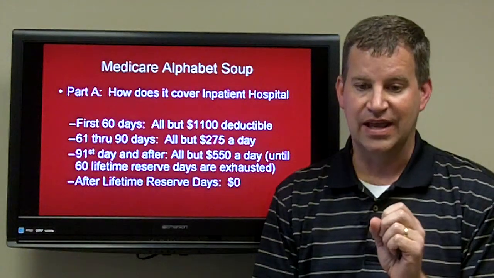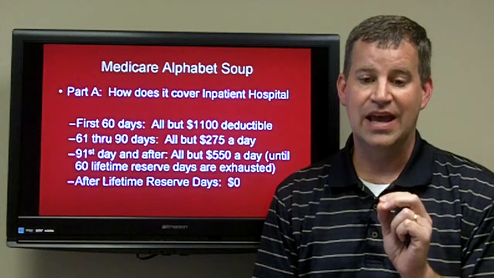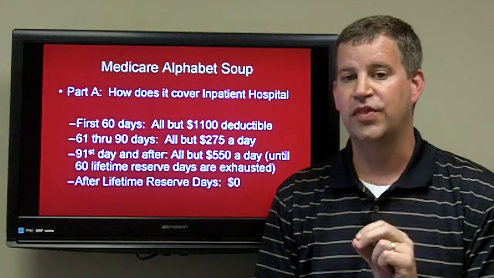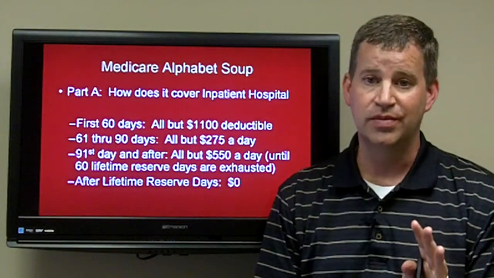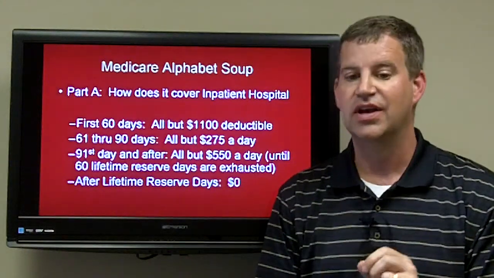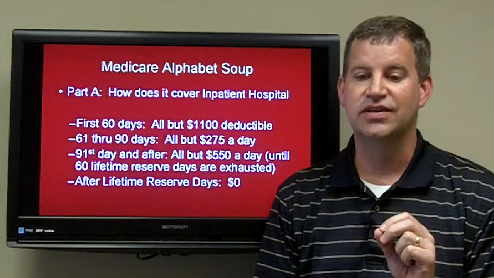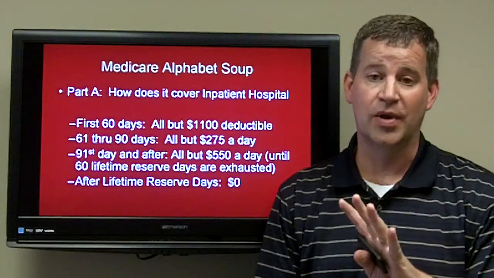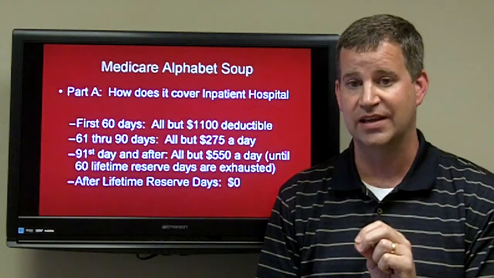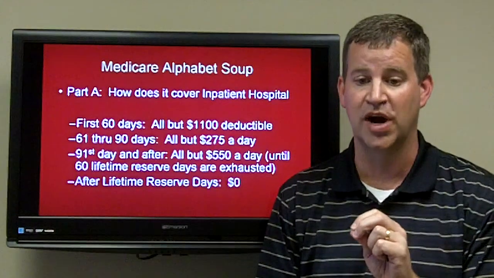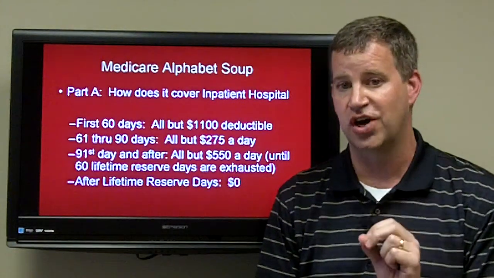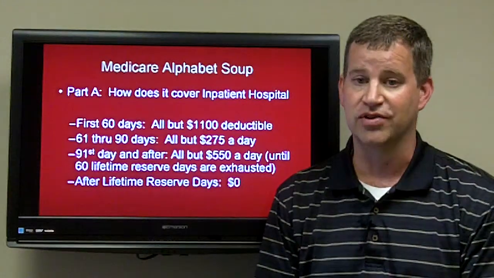After the 90th day, the 91st day and after, you have 60 lifetime reserve days. Those are days that once you use them, you lose them. So if you use one of your lifetime reserve days, you only have 59 left. During those 60 lifetime reserve days, Medicare pays everything except for a $550 a day co-insurance that you would be responsible for.